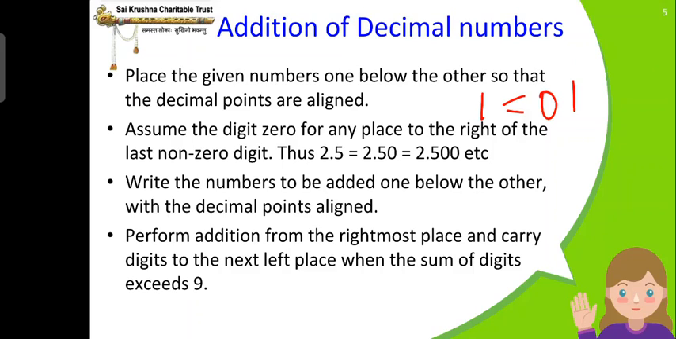Write the numbers to be added one below the other with the decimal points aligned, as I have told earlier. Perform the addition from the rightmost place and carry digits to the next left place when the sum of digits exceeds 9. After that, you do the addition just like you do it for whole numbers and natural numbers. Right? You start from the ones place. Once it exceeds 9, which is 10, 11 like that, you give a carry to the left place. It is the same method.